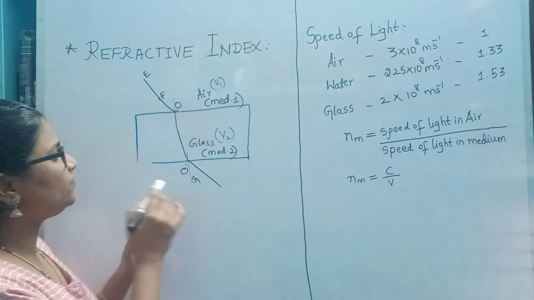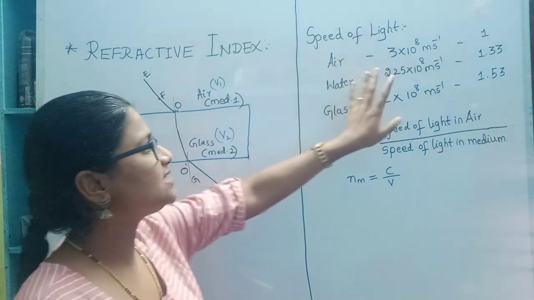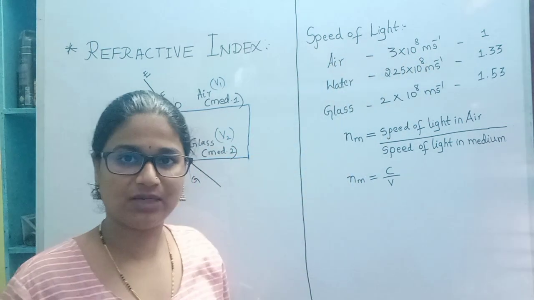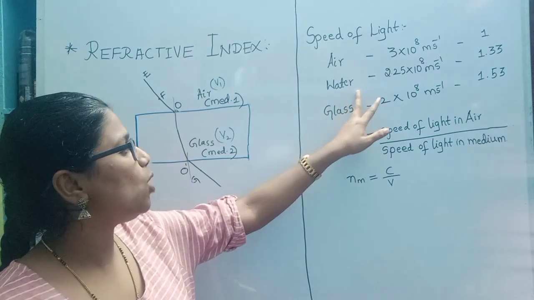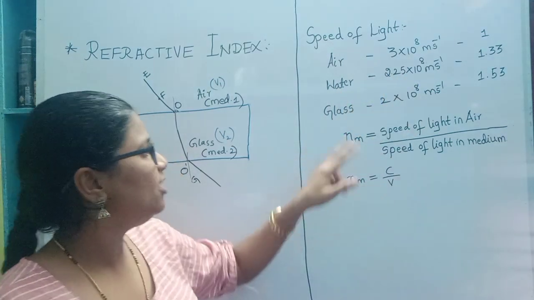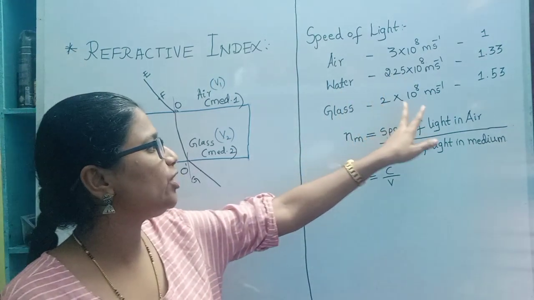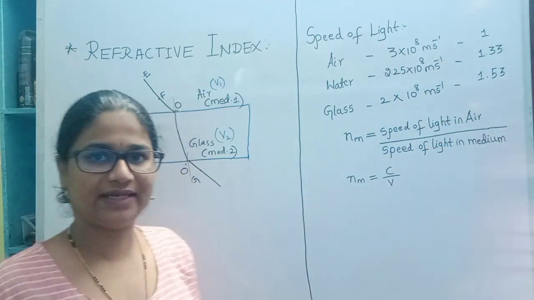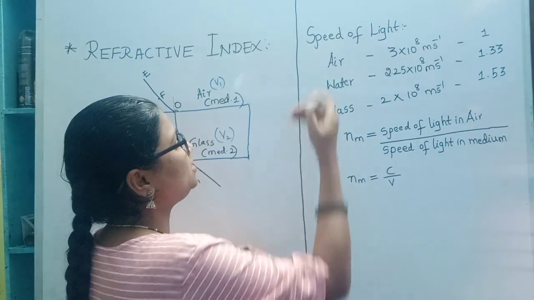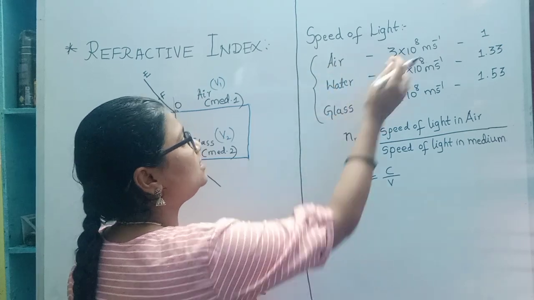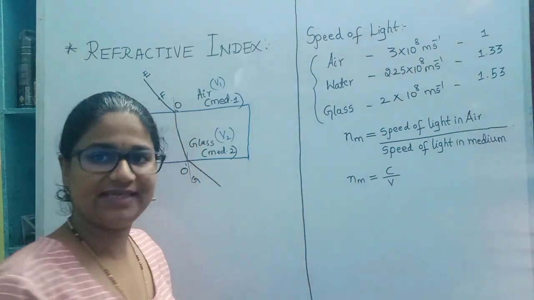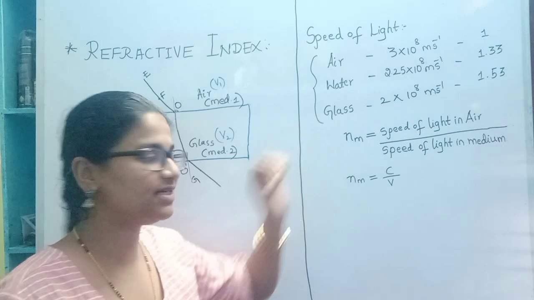The speed of light in air is 3 into 10 raised to 8 meter per second. When we come to water, it is 2.25 into 10 raised to 8 meter per second. When we come to glass, it is 2 into 10 raised to 8 meter per second. So as you can see, from air to glass, the speed of light is decreasing.